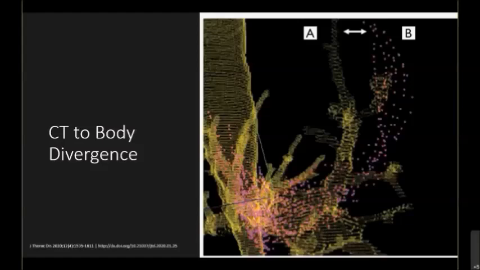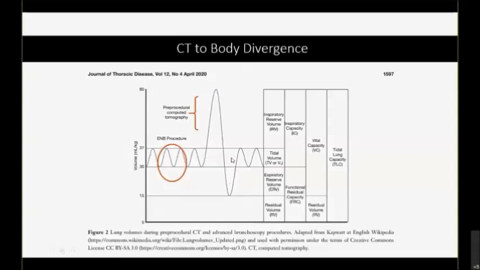Phenomenon is known as CT to body divergence. And there's many contributing factors for that. But one of the main aspects is that the pre-planning CT scan is done at completely different volumes. And those of you who've gone through a CT scan know about this, particularly with a chest CT scan.